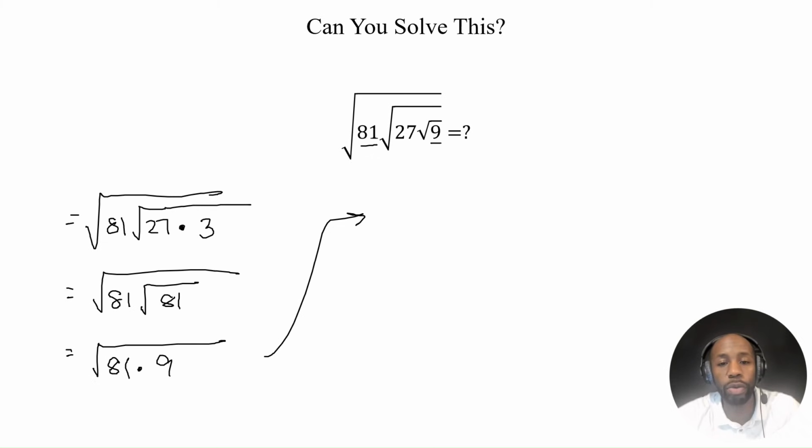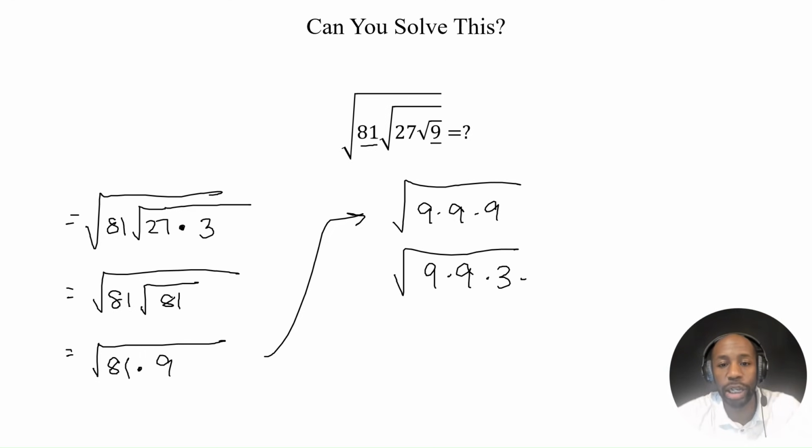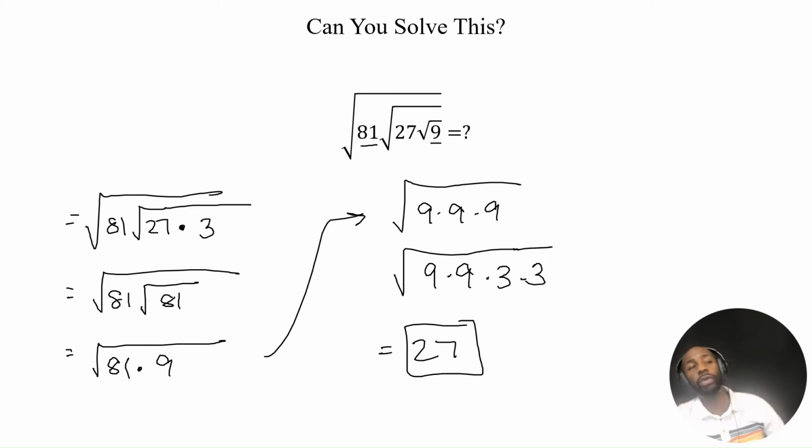But if you don't know what that is off the top, then you can just do this. That's a 9 times 9 times 9, or in other words, 9 times 9 times 3 times 3. Or that's a 9 out and a 3 out, which leaves us with 27. But keep in mind that 81 times 9 is 729, and the square root of that is 27.